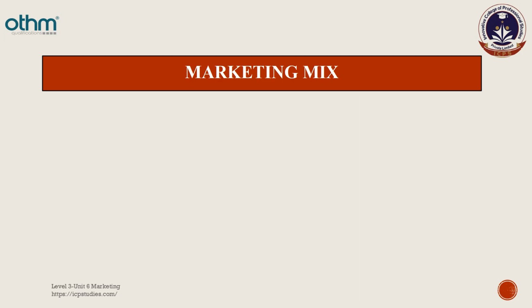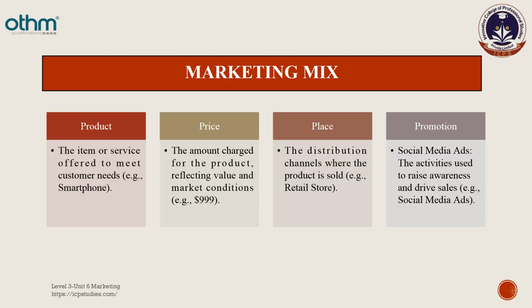Okay, so in this slide, I will try to explain the different components of the marketing mix to you. So there are a total of four components of the marketing mix. The first one is product. The product can be any item or any service that a company can offer to meet the needs of the customer. For example, it can be any mobile phone.